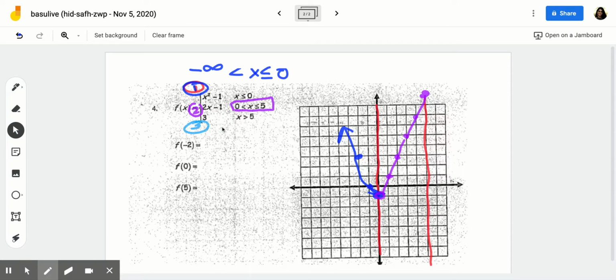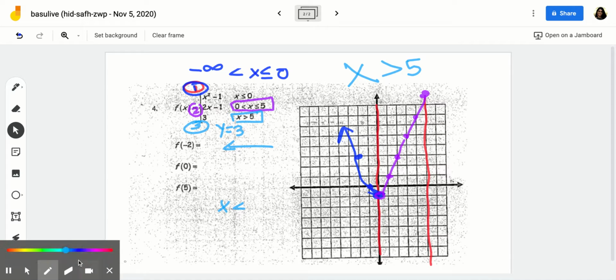Piece 3 is a vertical line through the number 5. And again, I noticed a lot of people went the wrong way. And they pointed their arrow this way, but this reads x greater than 5. Greater than 5, 6, 7, 8, 9, 10. These are the numbers greater than 5. You have to be able to read an inequality. How would I have written it? Like this.